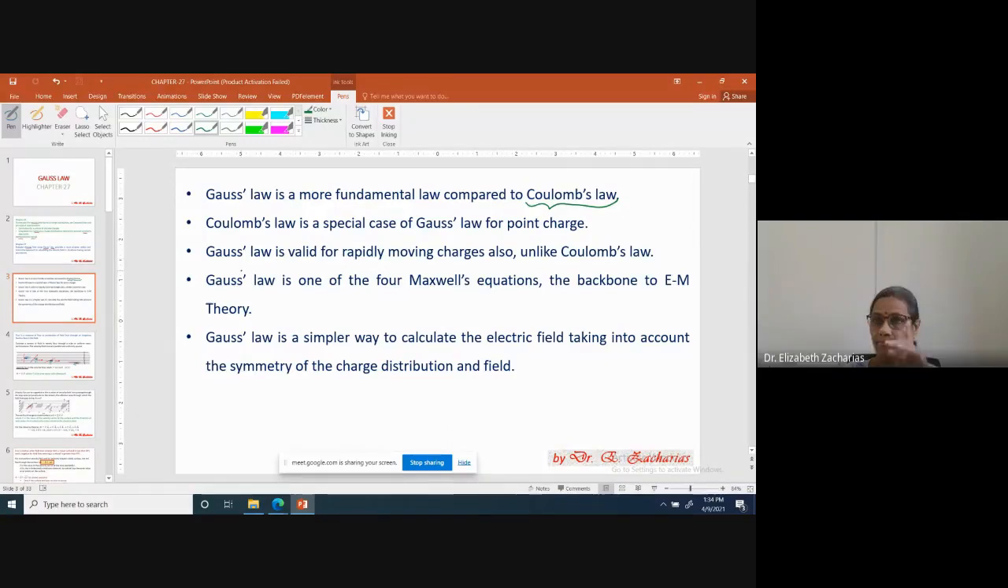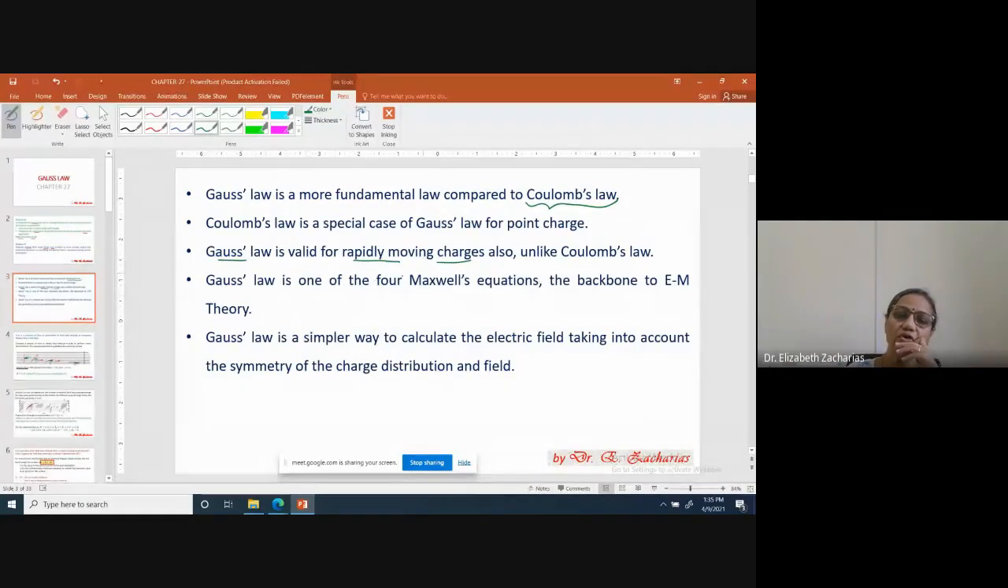Next thing is Coulomb's law was applicable only when the charges were at rest or at most moving very, very slowly. But please remember, Gauss law can be applied even to rapidly moving charges. Meaning, Gauss law can be applied even when you don't have electrostatics. So you can see that Coulomb's law is just a special case of Gauss law.